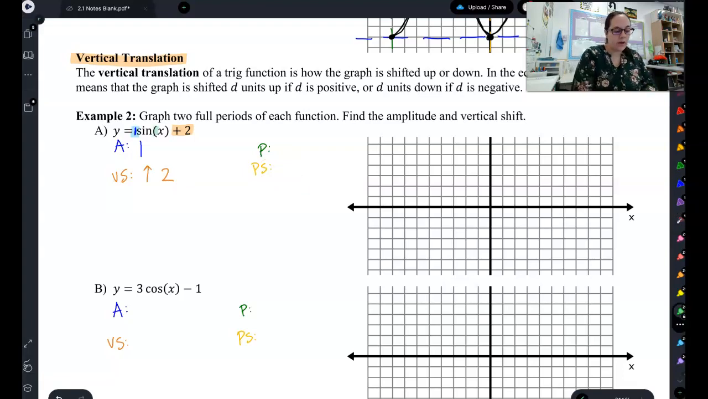The period, there's no number multiplying in front. It's a secret 1. So this is the basic period. We haven't changed anything. And phase shift is always adding or subtracting inside. We don't have any of that this time, so there is none. And last one, this is a sine wave graph. So let's remember how we graph these.